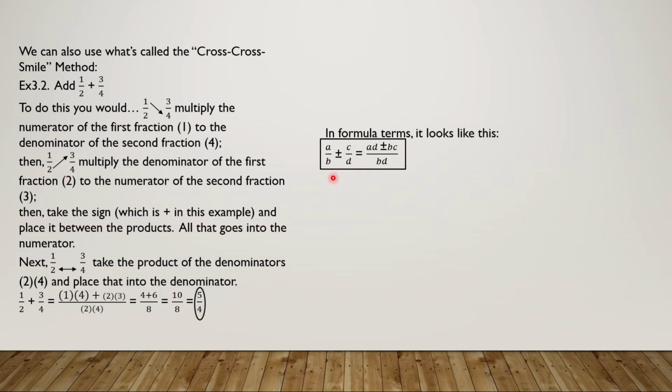And what you see here is that in formula terms, a over b plus or minus c over d becomes the product of the numerator of the first term and the denominator of the second term, keeping whatever sign in that order, and then the product of the denominator in the first term and the numerator in the second term, and you'll divide that whole thing by the product of the denominators in both terms.